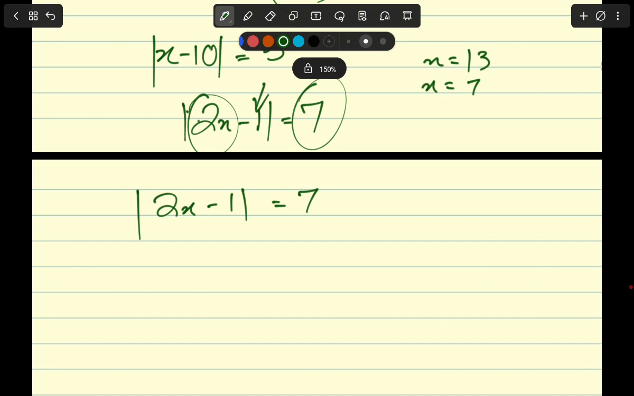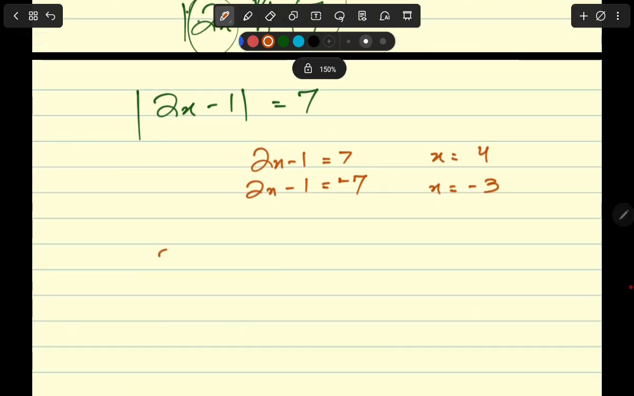Now, most students will immediately write 2x minus 1 equal to 7, equation 1, and 2x minus 1 equal to negative 7, and find two values of x. You find x is equal to 4 from here, and x is equal to negative 3 from here. Now, this method works, but if you don't understand why it works, you'll get lost later in inequalities. So let's think first.